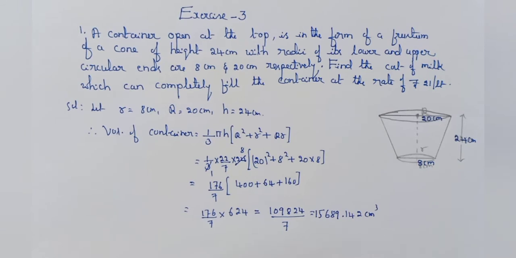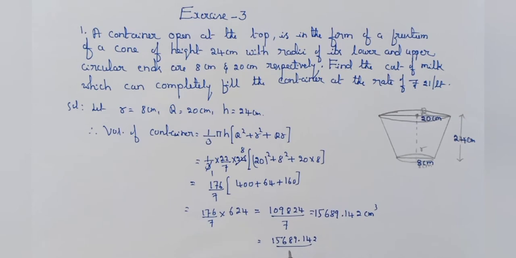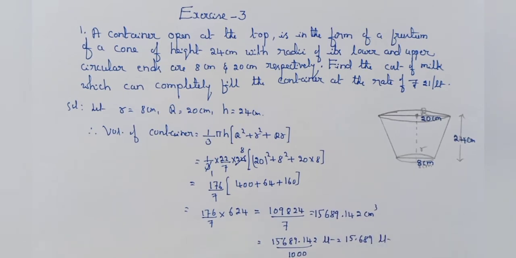Now we have to find out the cost of the milk in litre, so convert the centimeter cube into litre. You know 1 litre is equal to 1000 centimeter cube. So to convert centimeter cube into litre, divide by 1000. 15,689.142 by 1000 gives 15.689 litre. Now you got the volume of the container. The volume of the container is 15.689 litre.